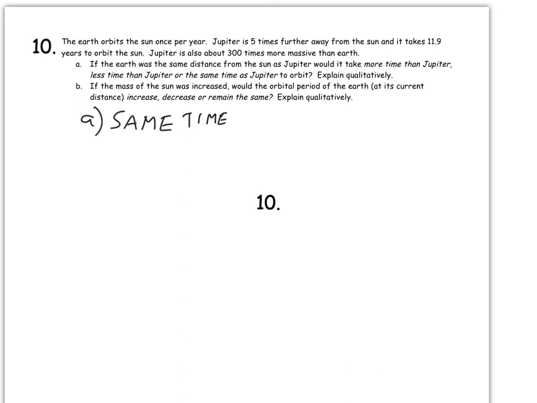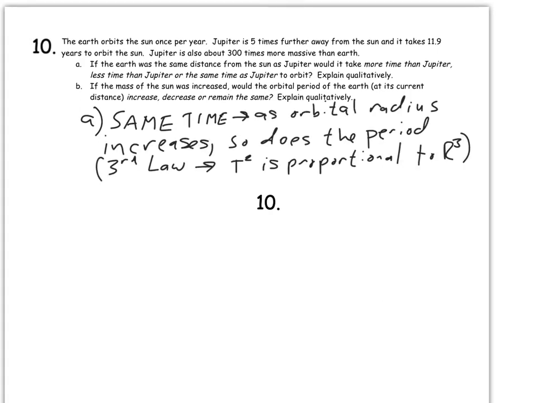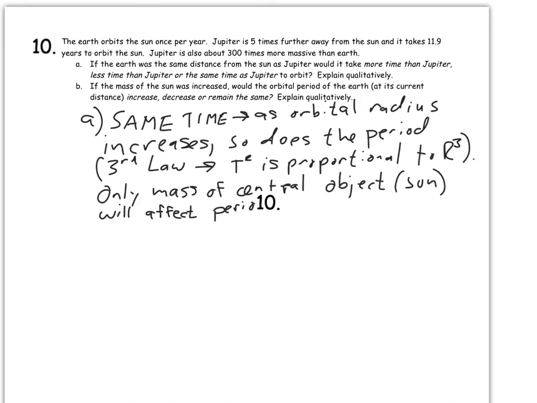Kepler's third law tells us that as the orbital radius increases, so does the period. More specifically, the period squared is proportional to the radius cubed. And so all that matters is how far away the object is. The mass of the object in orbit doesn't actually affect the time it takes to orbit. The only mass that matters is the mass of the central object, which in this case would be the sun. And since it's the same in both cases, if Earth was at the same distance away as Jupiter, it would take the same time to orbit.